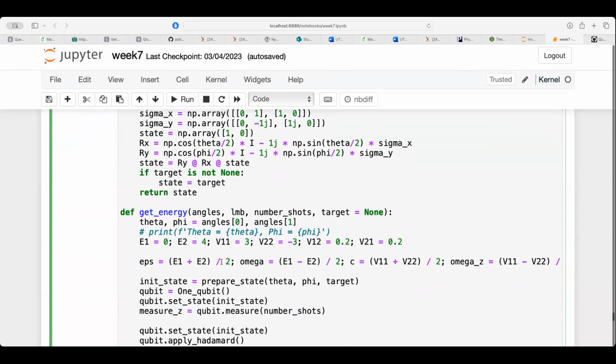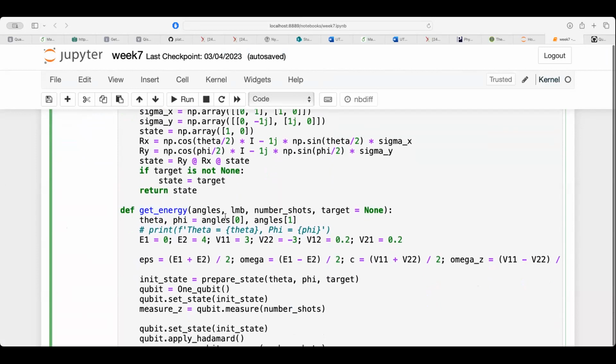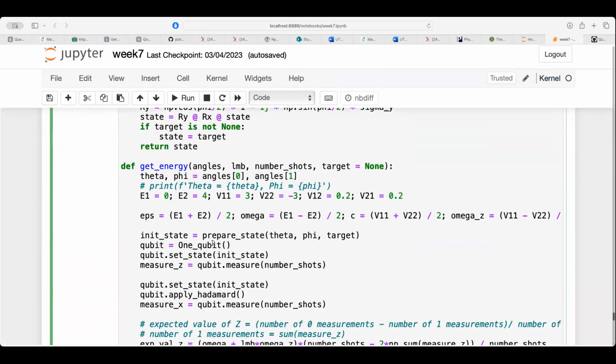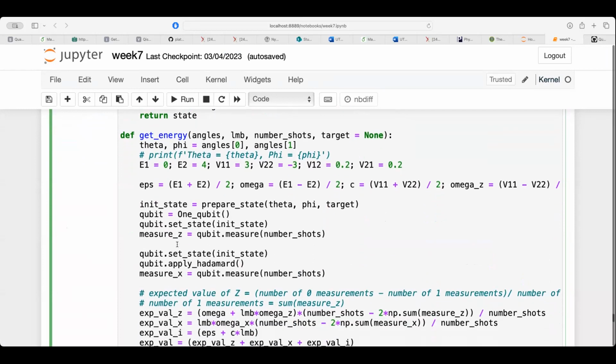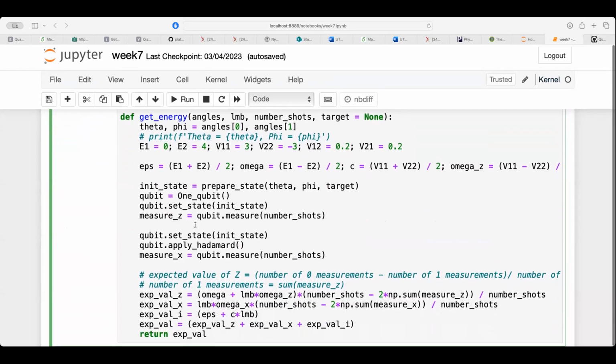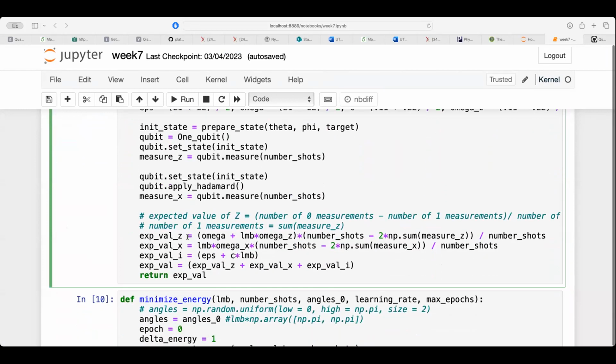Then we do the energy. We set up angles. We have an initial state, so we prepare the state. We have a 1-qubit case in this specific case here. We have a measure set. And then we calculate the expectation values. So we have the expectation value C of X and Y, as we discussed before the break. And this returns expectation values.